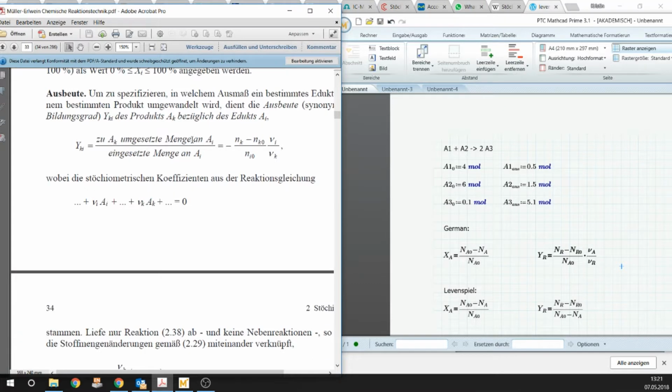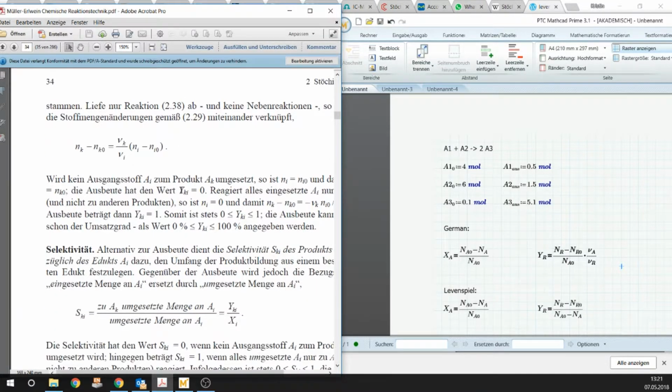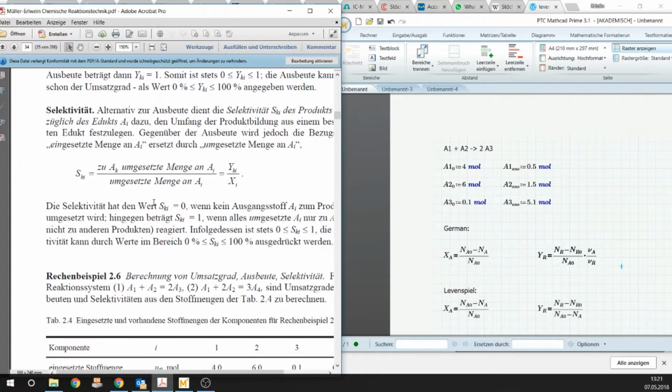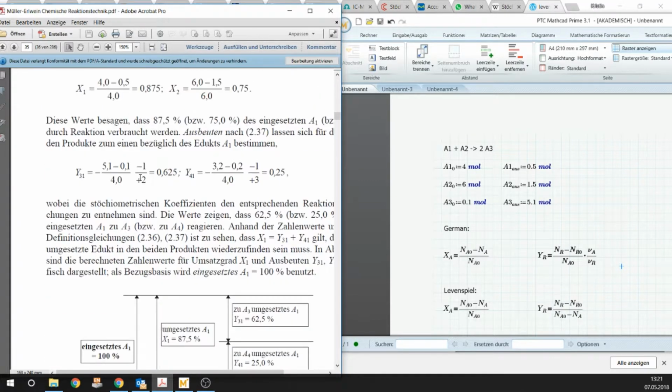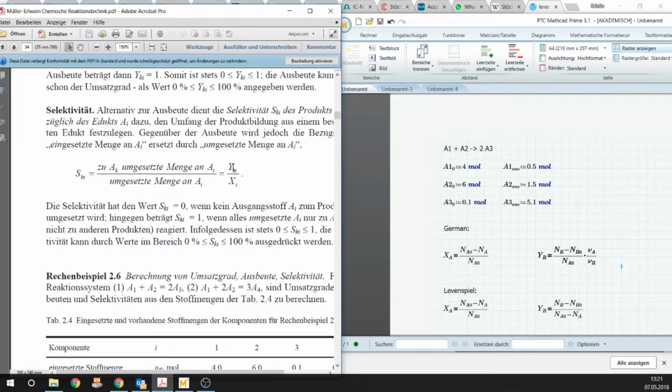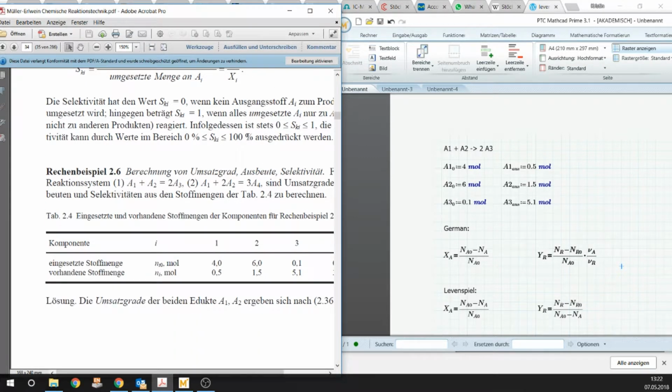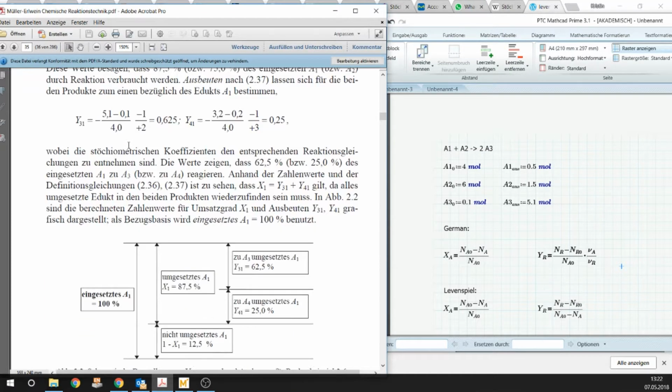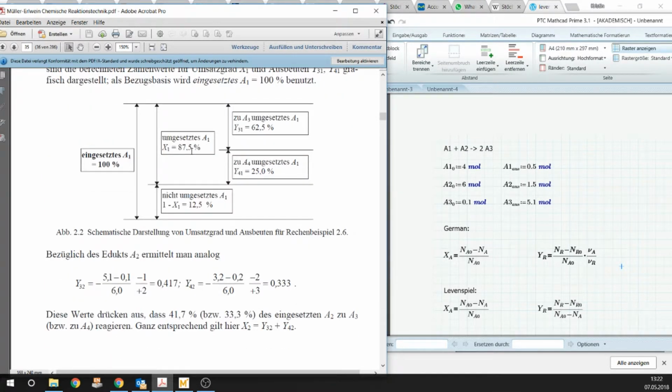And then he comes up with the selectivity, which is given as: the selectivity is equal to the yield divided by the conversion. And in English, selectivity is not defined this way, and the definition can be quite a bit different. I want to show one more table.